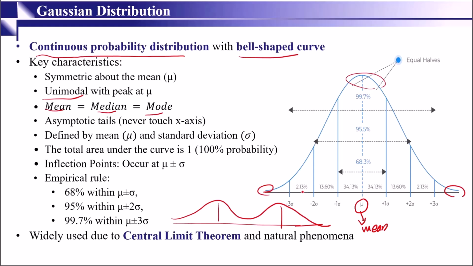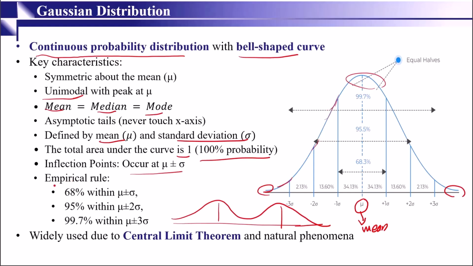This distribution is fully defined by its mu and standard deviation. The total area under this curve is 1. It means 100% probability. And the inflection points occur at mu plus minus sigma. These inflection points are the points on a curve where the curvature changes direction. You can see here, so this one, some changes here, right? Some changes here, some changes here.